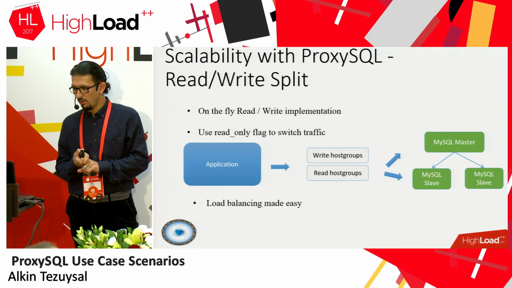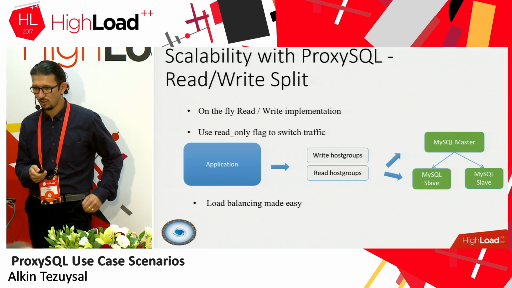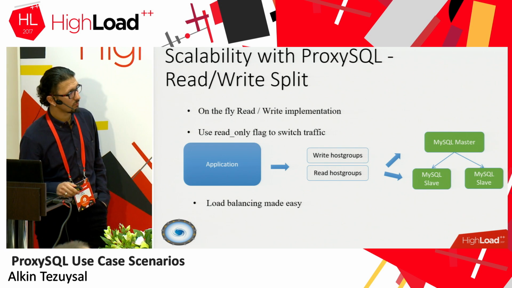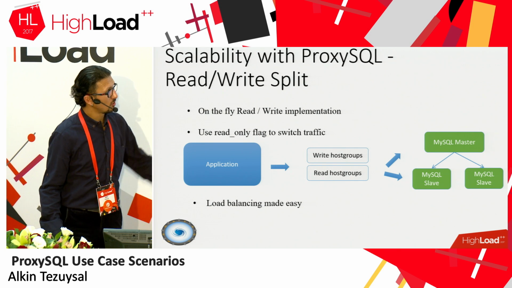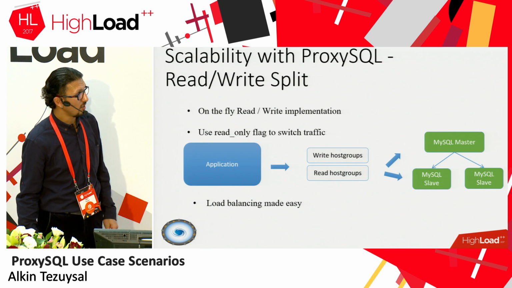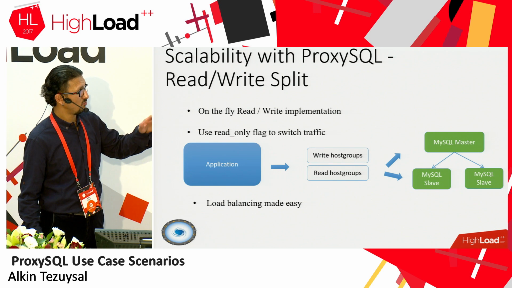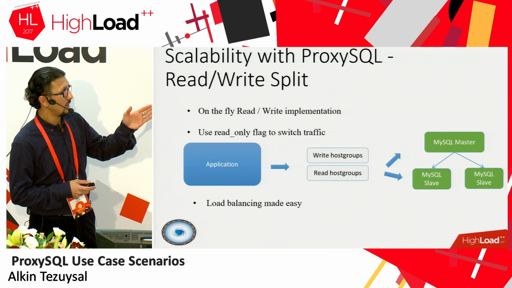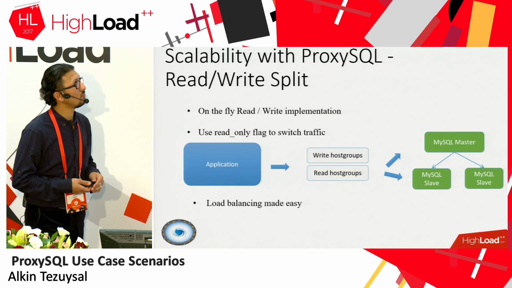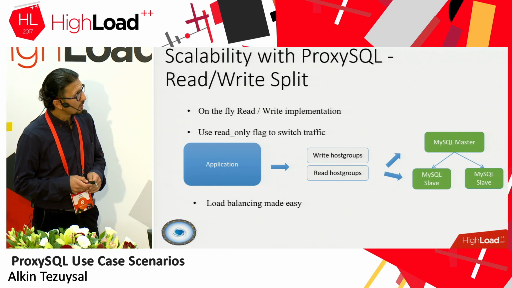There is a way to do that with MHA, or other tools. But with ProxySQL, you can actually do on-the-fly read-write implementation. There's the master, there's the slaves. You add the masters that you want to have in the write host group, create a new host group, and then put the read slaves, all the candidate read slaves, and basically do the read-write splitting within ProxySQL.